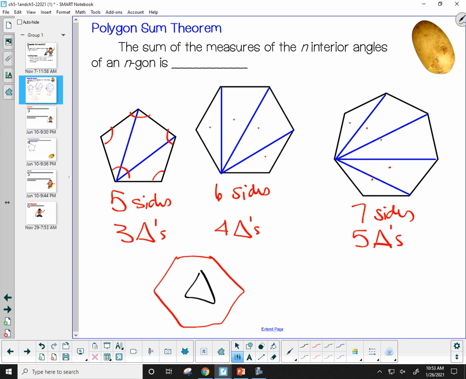So if I have 5 sides, that created 3 triangles, and I can find the sum of all of those angles by taking 3 times 180, because there are 3 triangles there. Right? The vertices are in the vertices. The corners are in the corners together. Okay, if I have 6 sides, I can take my 4 triangles, and I can take 4 times 180 to find the sum of all the angles. If I have 7 sides, that gave me 5 triangles, so I can take 5 times 180.